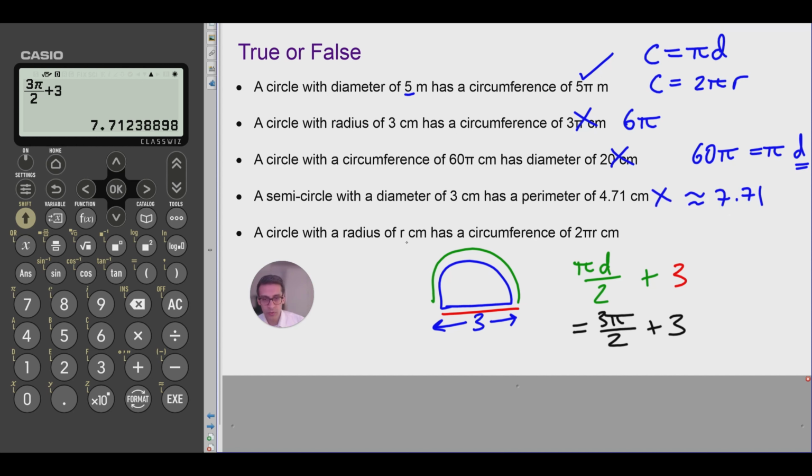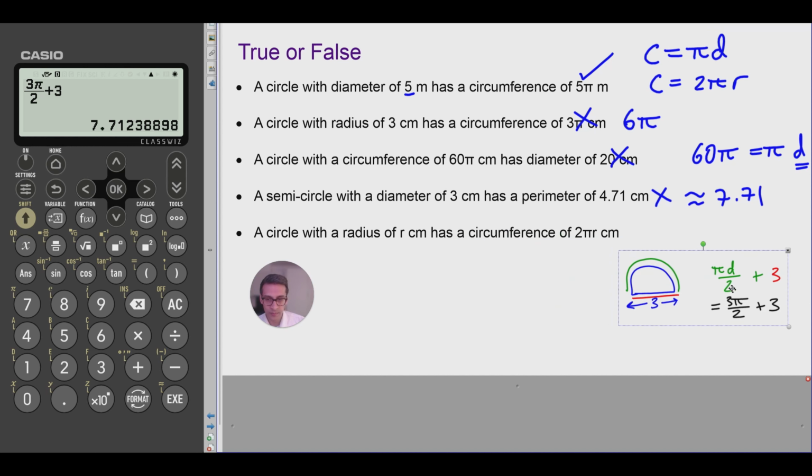A circle with a radius of r has a circumference of 2 pi r. So let's just move this out the way. We can work out the answers here. So a circle with a radius of r has a circumference of 2 pi r. Well, circumference equals 2 pi r. This is just a standard circle, so it's just the formula that we already know. So this is going to be true.